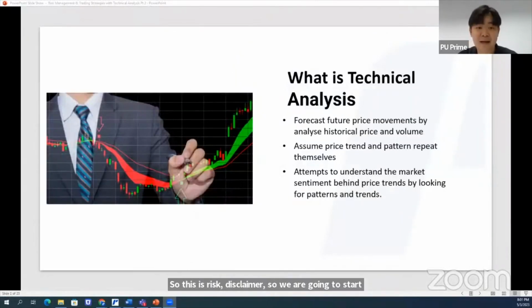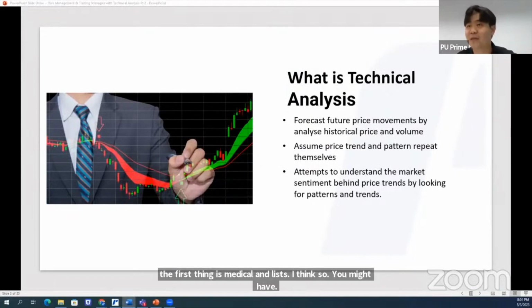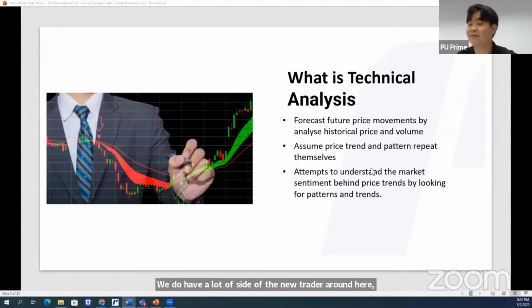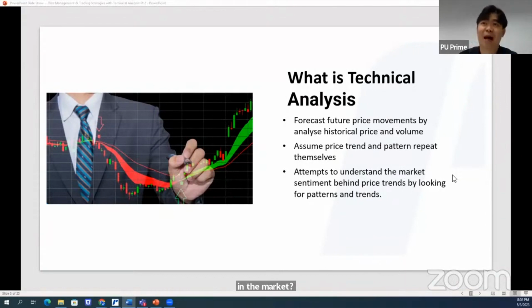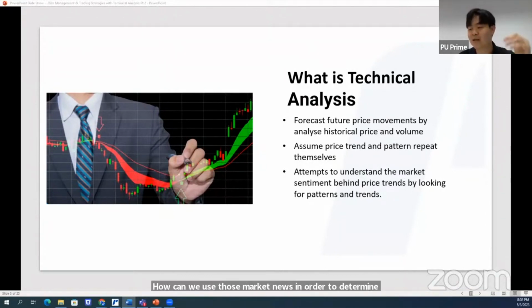So the first thing is technical analysis. We do have some new traders around here, and some of them are confused about what technical analysis is and what fundamental analysis is. Actually, for a trading strategy, it's very important for you to combine both technical analysis as well as fundamental analysis. For the fundamental side, you need to fully understand what's going on in the market now. What is the storyline in the market? How can we use those market news in order to decide to place a buy or sell order? So we need the market news to identify the long-term trend for certain products.